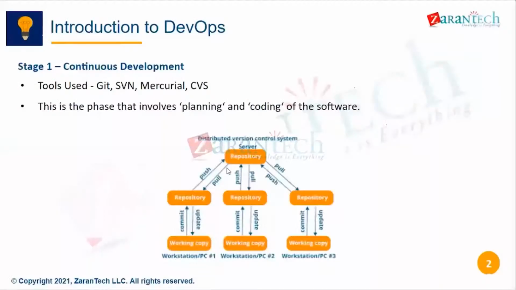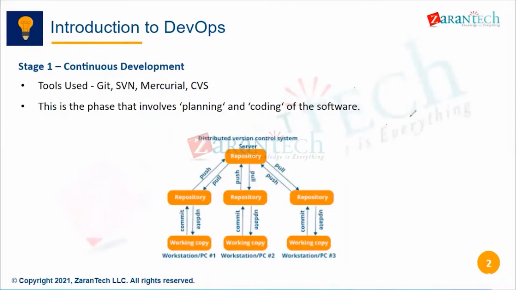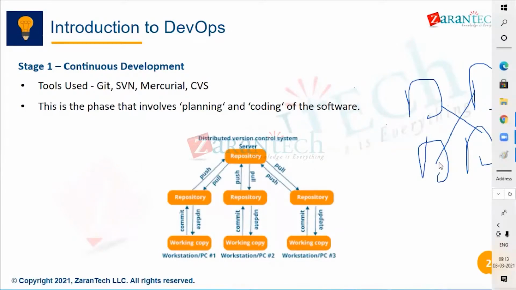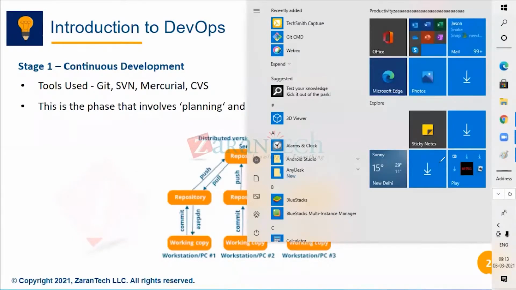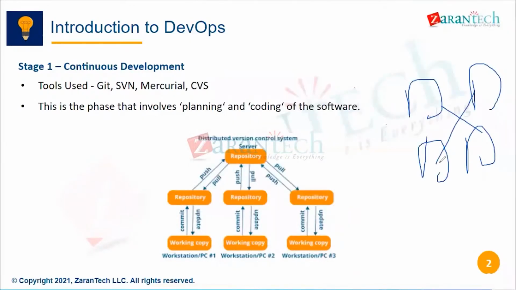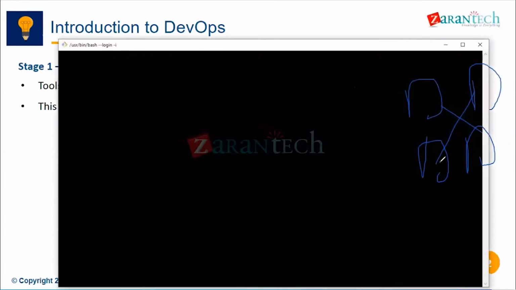Now, when we start with continuous development, like I said, we have four people and we need to collaborate. In order to do the collaboration, we need to have an intuitive tool. That's what Git does for you. So I'll just show you Git Bash. A small demo will help you to get connected.